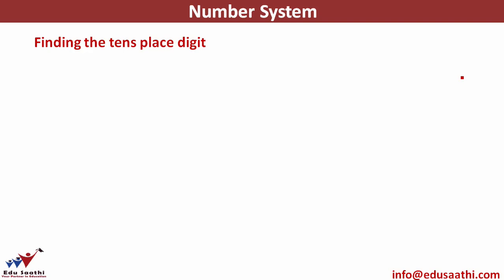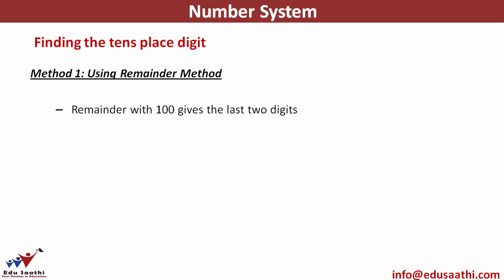Let's move ahead and let's look at the case of tens place. So if you have to find the tens place digit, whatever we have done till now was for units digit. We have not looked at the case of tens digit. So there are various methods that we can use to find out the tens place digit. The first method is the remainder method. Remainder with 100 gives you the last 2 digits.